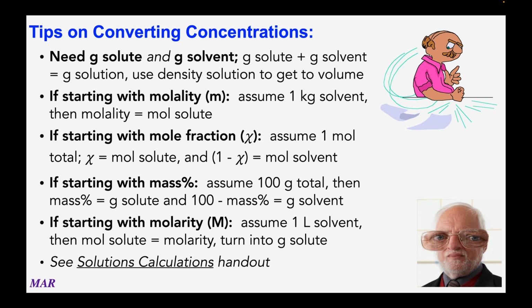So here are some tips in converting these different ones from one to the other. And it's all stuff you can do. It's just a little tedious. And the more you practice, the easier it'll get. But you're always going to need grams of solute and grams of solvent. And if you have both of them, you can combine them to get grams of the solution. And that's how you find the volume of solution.